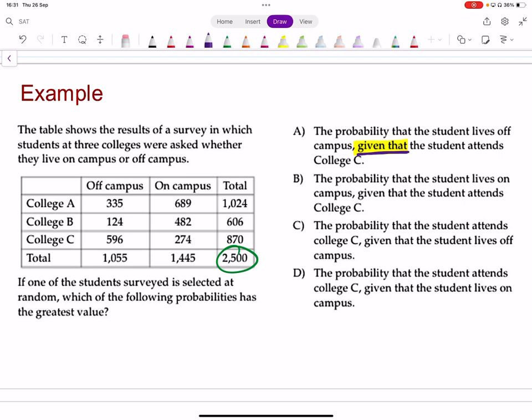What does it say? Probability that the student lives off campus, given that the student attends college C. We know that the student attends college C. So it has to be one of these 870 people. Out of these, what's the probability that the student lives off campus? 596. This number is going to be 596 over 870.